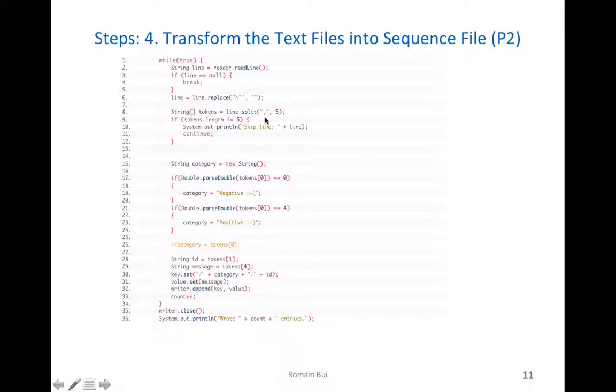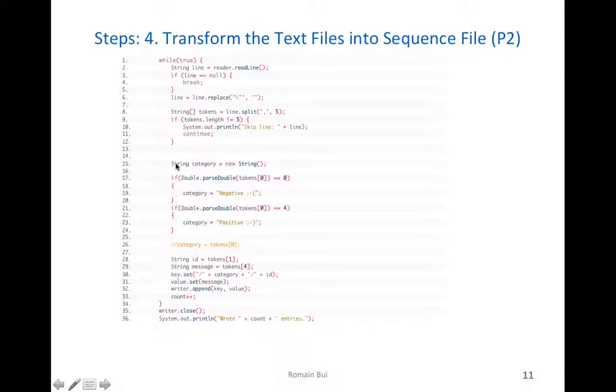So if you are in front of a file that has tab separation or anything, you can change here this little argument here. If for some reason the length of the tokens is different from 5, we have no idea what this line is and it's not in the standard format, so you want to skip it.